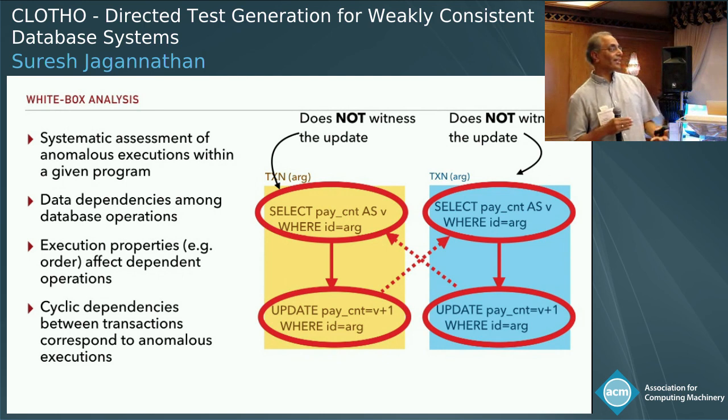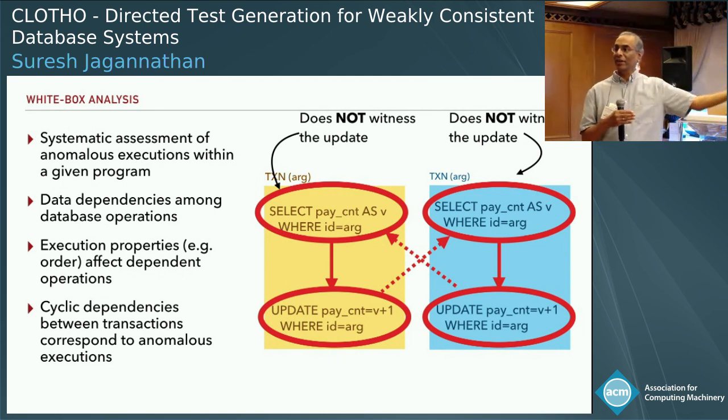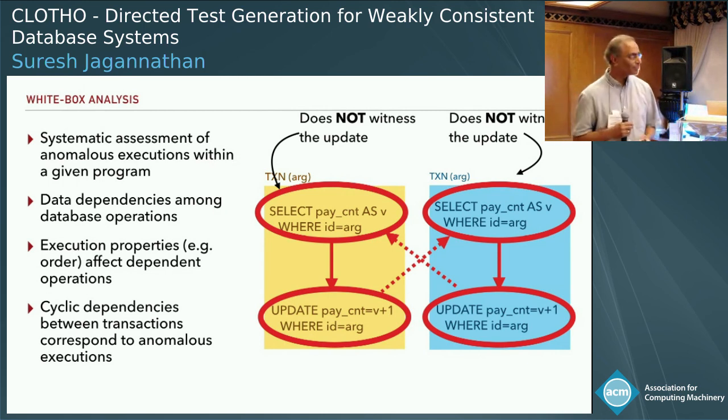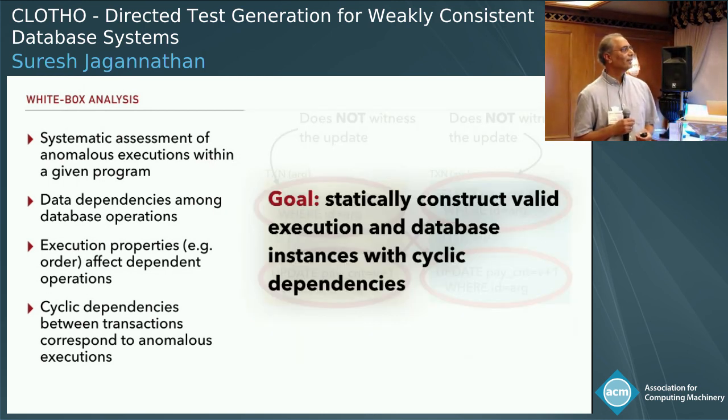So the trick is, can I find cycles like this, right? If I can, I found an error, I found an invariant violation, and I can report that and then try to replay it and move towards improving the soundness of my program. Okay. So can we statically construct these kinds of valid execution instances with these kinds of cyclic dependencies?